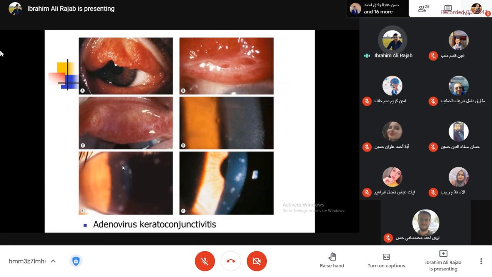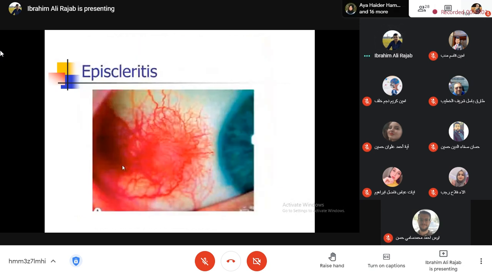So we collect the signs and symptoms. The patient has red eye, minimal discomfort, watery discharge, follicular reaction, and tender lymphadenopathy. And when we examine the patient, we will see punctate epithelial keratitis. So this patient has adenoviral keratoconjunctivitis.